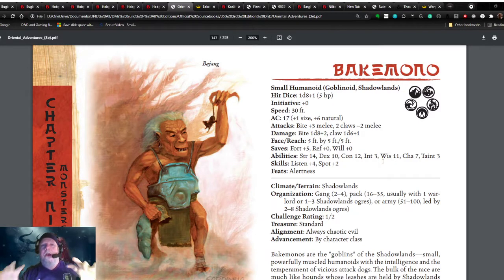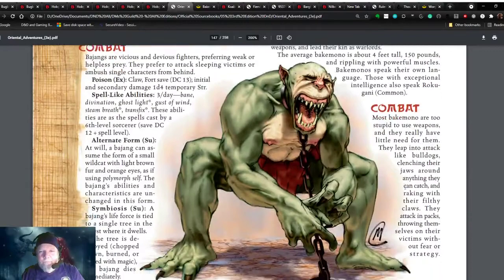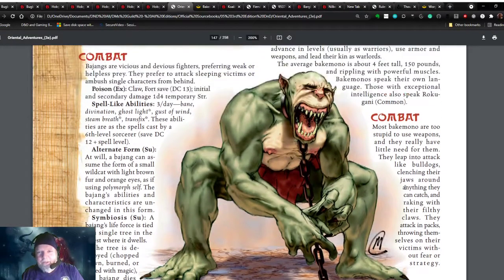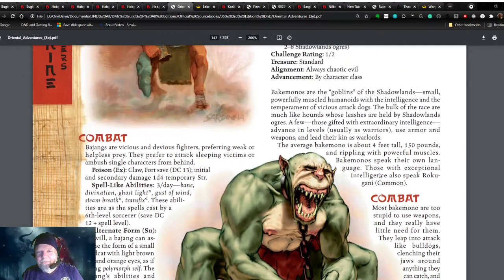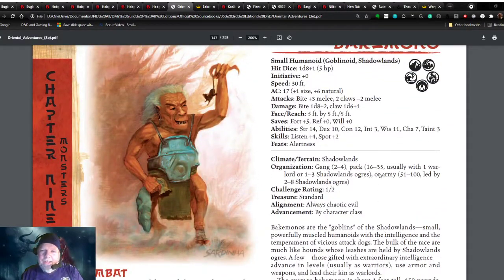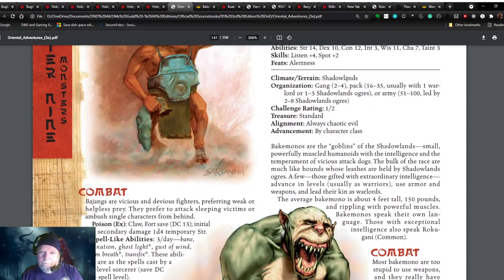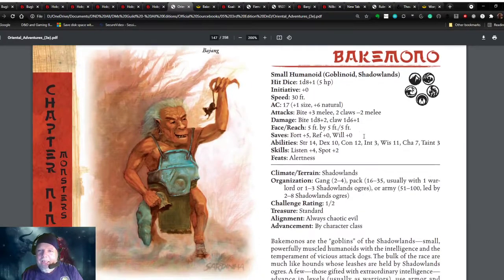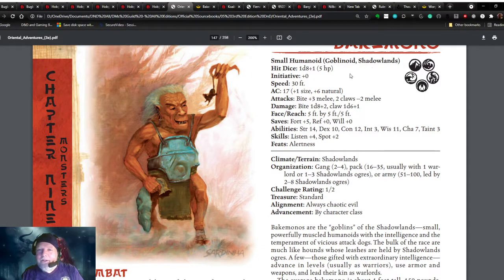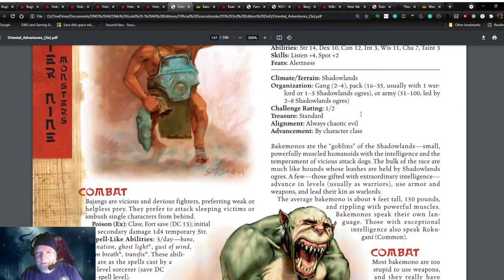Now, the latest printed version I could find of this was in 3rd edition. And this is the Oriental Adventures interpretation from 3rd edition of the Bakemono. So it's this lovely guy right here, showing all of his teeth to us. He is a CR 1/2, and he's a goblinoid who inhabits the Shadowlands. Armor class 16 and hit dice 1d8 plus 1.